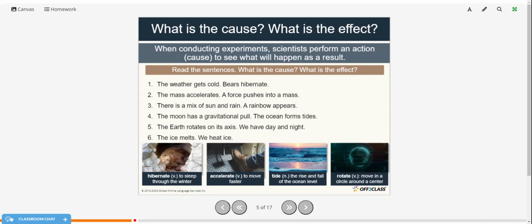The ice melts, we heat ice. So the melting is the effect, and the heating is the cause. And our vocabulary: to hibernate is to sleep through the winter, accelerate is to move faster, tide is the rise and fall of the ocean level, and rotate is to move in a circle around a center.